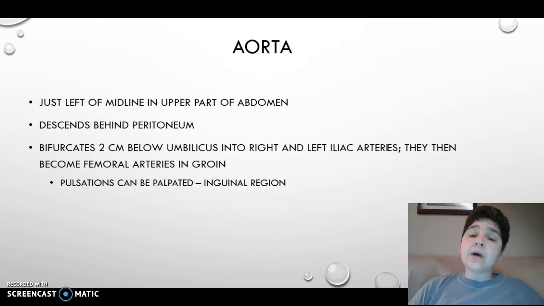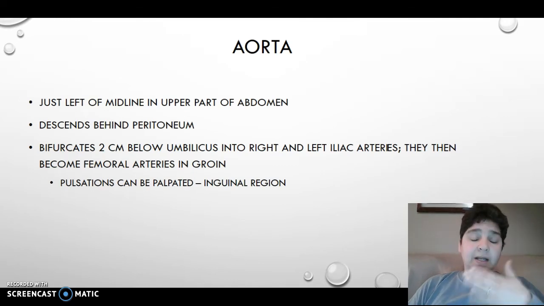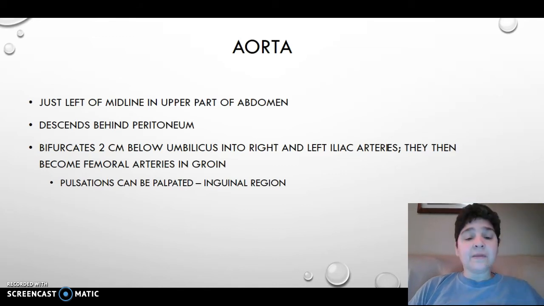The aorta also extends down from the cardiovascular system into the abdominal cavity. We've talked about this when we talk about being able to see those pulsations in the upper part of the abdomen where the aorta travels through. It's just left of the midline and it's in the upper part of the abdomen. However, it does descend down behind that peritoneum, or that peritoneal cavity. So it extends all the way down through. Right below the umbilicus, about 2 centimeters, is where it bifurcates, or in other words, it splits, and it goes into the right side and the left side.